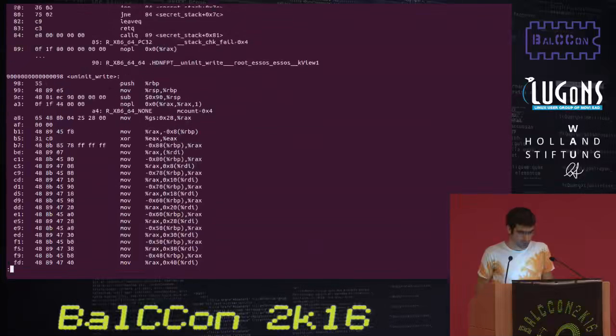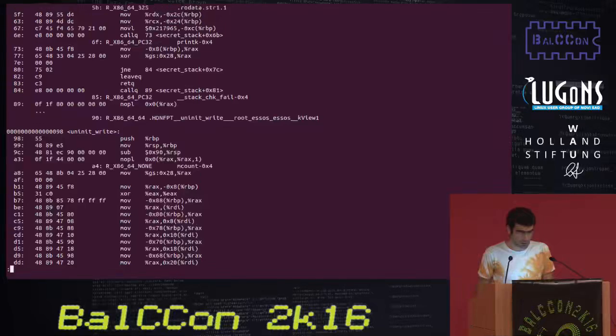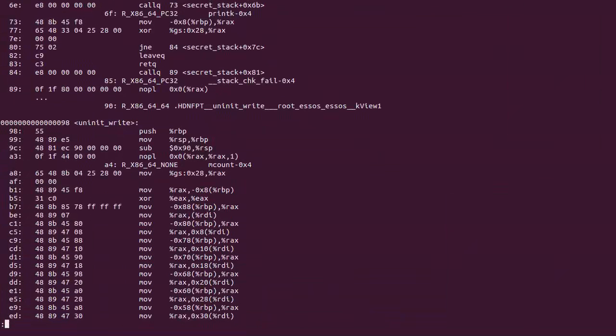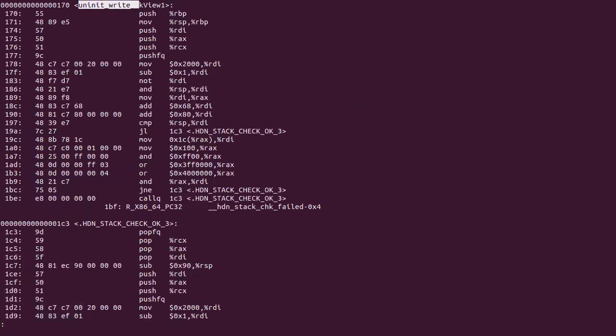So this is the normal uninitialized write function, which is, interestingly enough, GCC unrolled that, the memcpy, and it's essentially copying byte by byte the contents of the stack there. So let's look at the hardened version of it in the disassembly. Yeah, so it's this one.